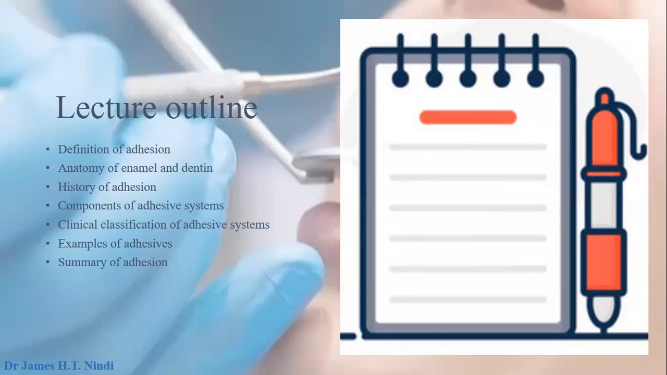Basically this is the outline of this first part. We're going to define adhesion, talk a bit about the anatomy of enamel and dentine, which is the tooth structure. We're going to talk about the history of adhesion, components of adhesive systems currently, and the clinical classification of the adhesive systems. We're going to give a few examples, and then we're going to summarize everything in this first part.